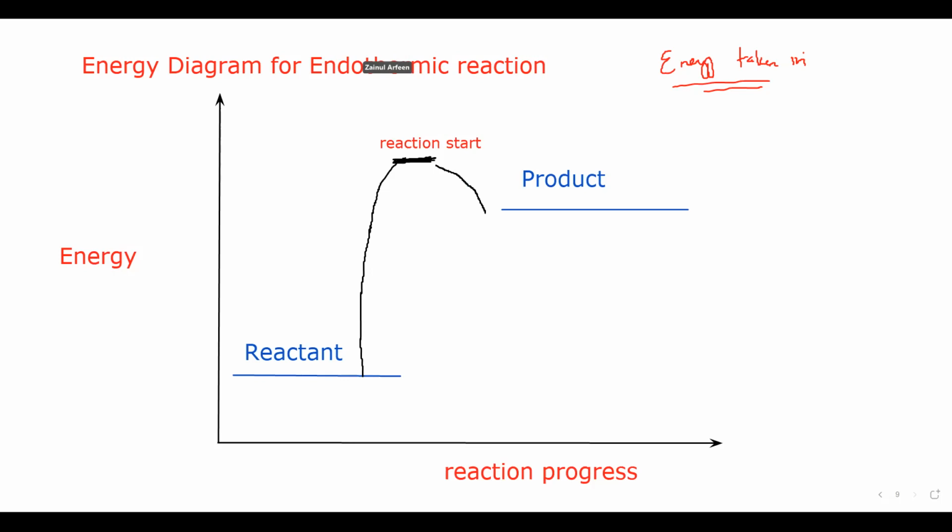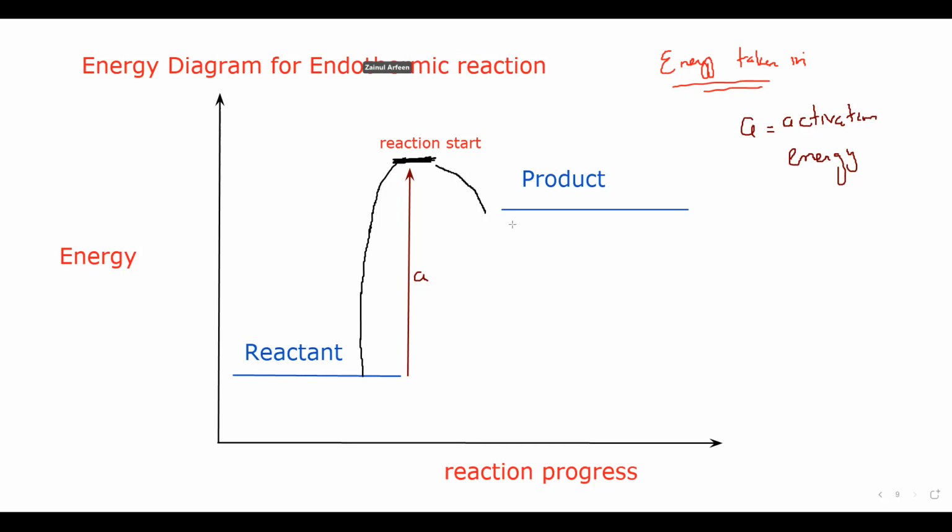So the labels which you have to learn, number one, the activation energy. What is the activation energy? The arrow from reactant to the start of the reaction, which we can say level A. So the arrow pointing from reactant to the position where the reaction starts, we call that activation energy. What is the meaning of activation energy? Activation energy means the energy at which the reaction starts, the point where the reaction starts and reactant starts to form a product, we call that activation energy.